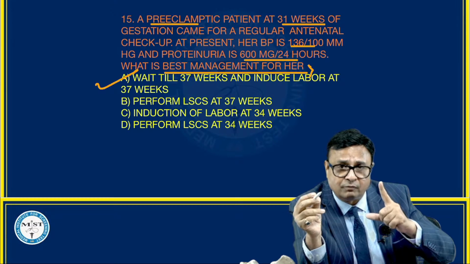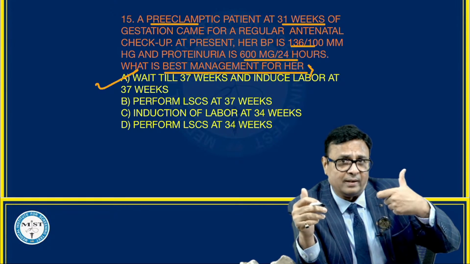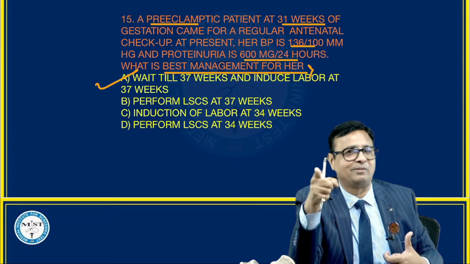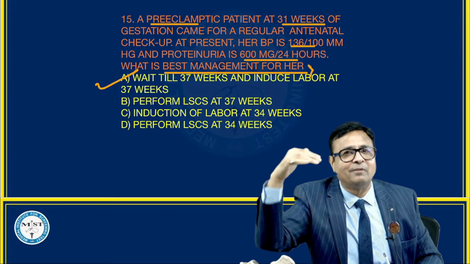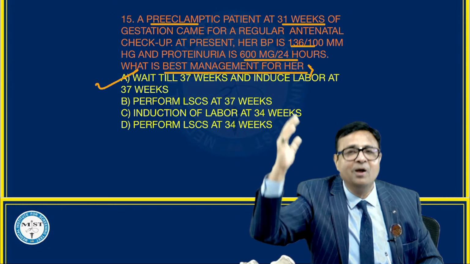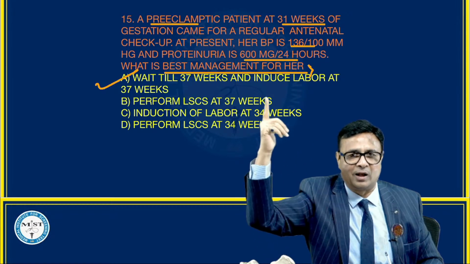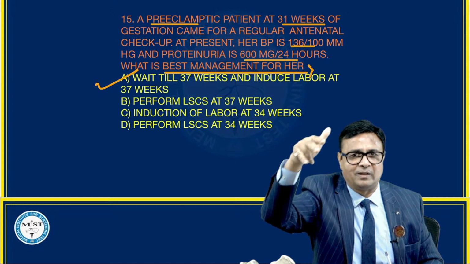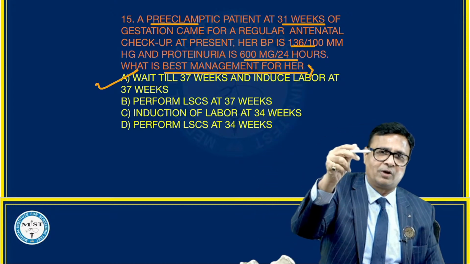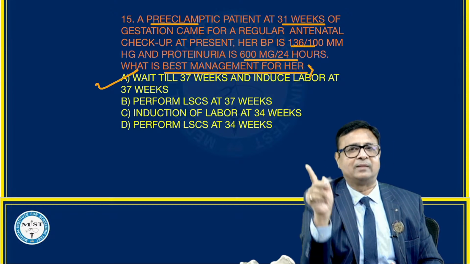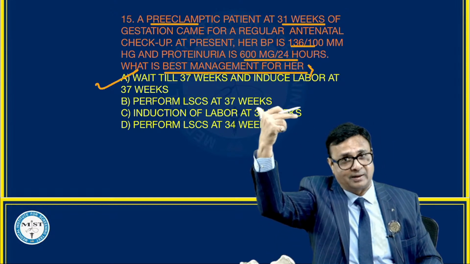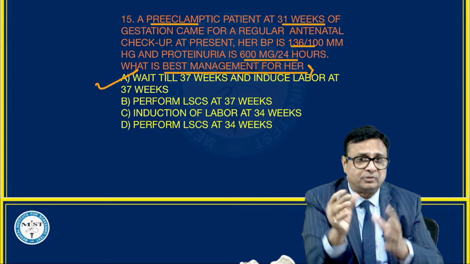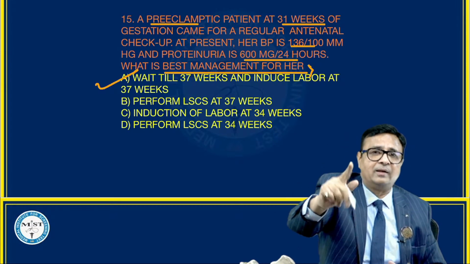Induction of labor at 34 weeks would have been the answer to which question? If BP was more than 160 systolic and more than 110 diastolic, because severe preeclampsia is systolic BP of 160 or above and diastolic BP of 110 or above. If in this question blood pressure systolic was more than 160, diastolic was more than 110, the answer would have been induction of labor at 34 weeks because that was severe preeclampsia. But this question is about mild preeclampsia, and in mild preeclampsia, induction of labor is done at 37 weeks.